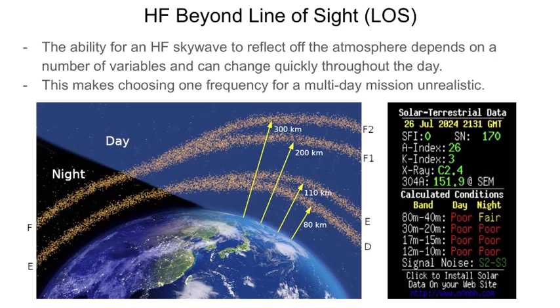The atmosphere changes during the day and at night, and you can see I have a conditions calculator on this slide at the bottom right. In this example, you can see 80 meters to 40 meters, 30 to 20, 17 to 15, and 12 to 10. They all have either fair or poor conditions for radio waves to bounce off of the atmosphere. So in this case, it is not reliable.